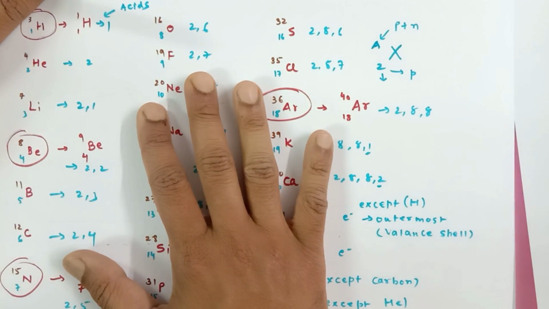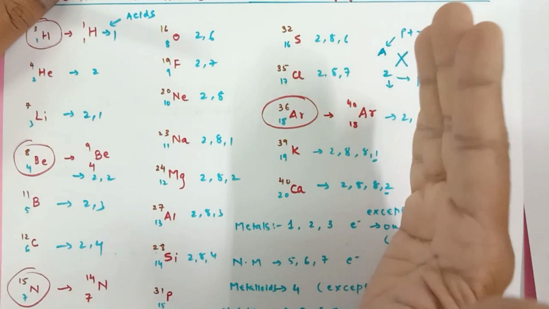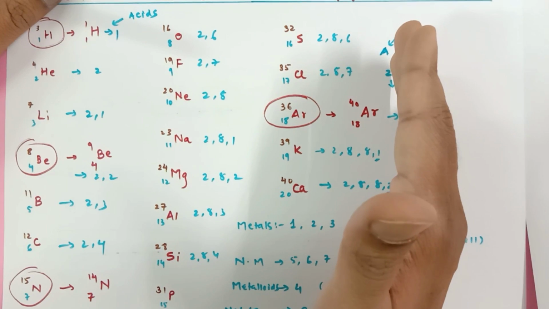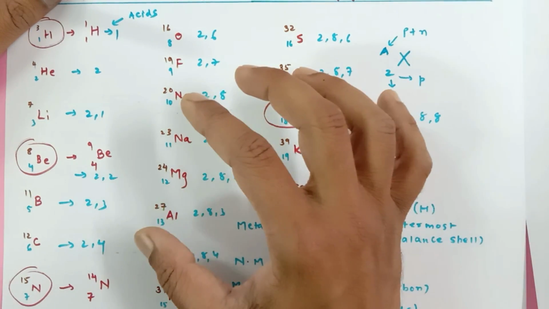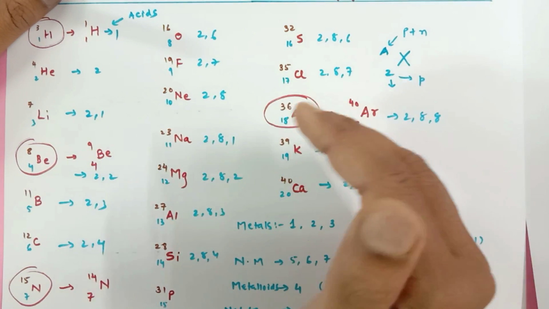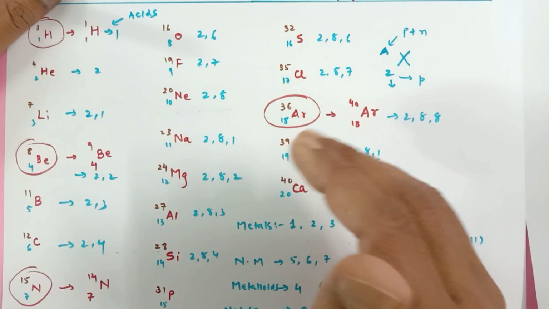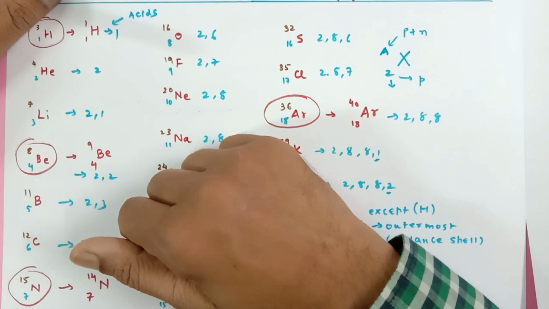If you have doubts, please do comment in the comment section. This was only the video tutorial up to grade 9 or 10, because if you go to grade 11, then this electronic configuration will change to 1s2, 2s2, 2p, 3p, and all those kinds of electronic configurations will come into the picture.